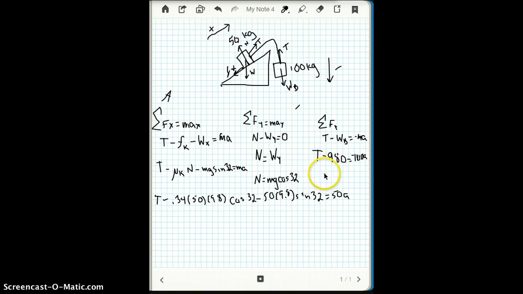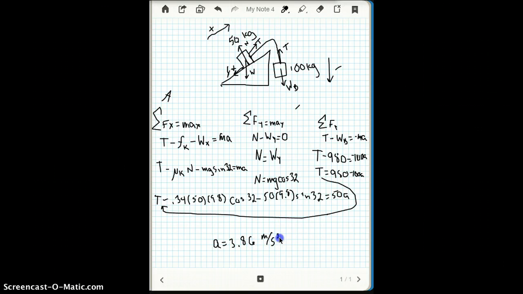So now you have two simultaneous equations. I would solve for T, so you get 980 minus 100a, and then take that and substitute in over here. Without showing you all the work, if you do good algebra from this point on, you're going to end up with an acceleration of 3.86 meters per second squared.